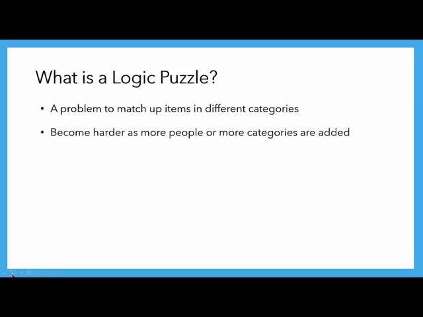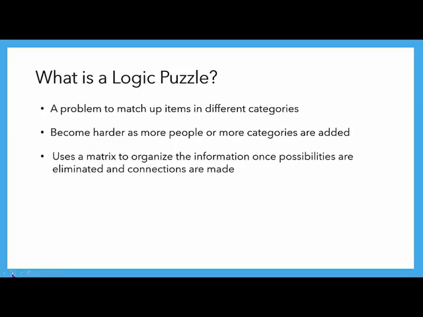Now they become harder as you add in more people, more items, or really what makes them difficult is adding on more categories. So we're going to start off slow. We're going to start with 2 categories and eventually make our way up to 4. We're going to use a matrix, which is a type of table, to organize the information once we have either eliminated possibilities or we've made some connections.